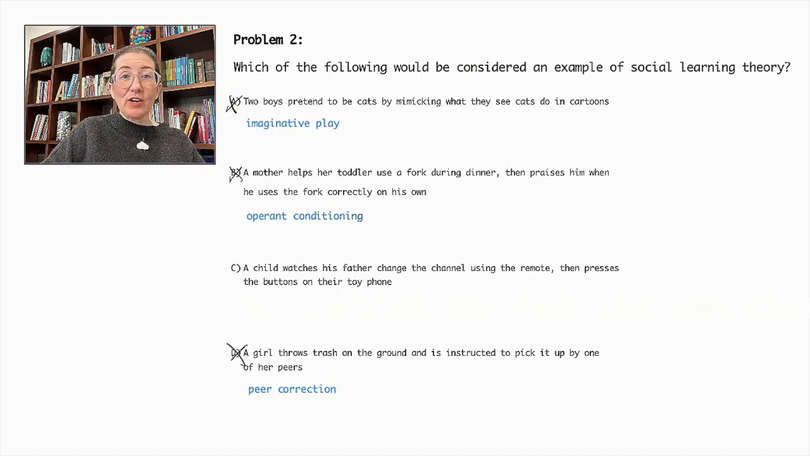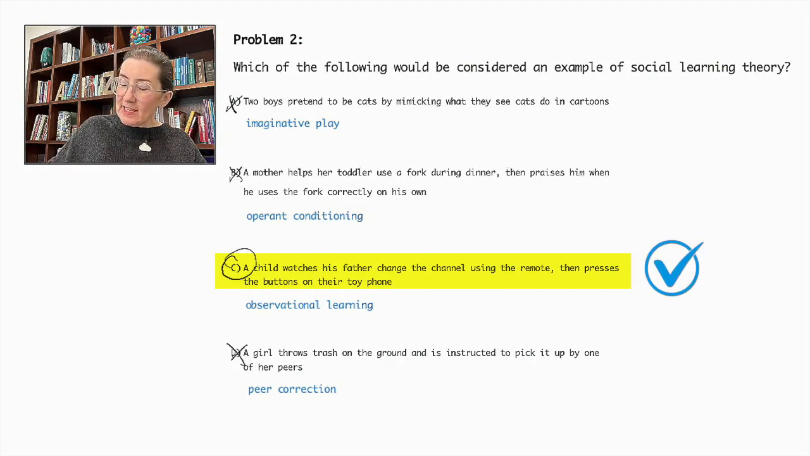The correct answer is the scenario where a child watches his father change the channel using the remote and then presses the buttons on their toy phone. This scenario is a clear example of social learning theory, which emphasizes learning through observation, imitation, and modeling. The child observes the behavior of their father using the remote and imitates this behavior with their toy, demonstrating the process of learning through observation. Therefore, C is the correct answer.